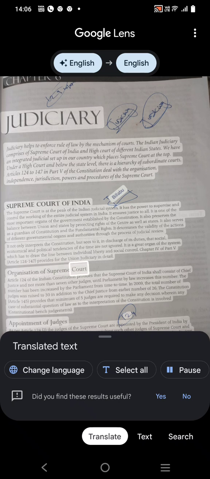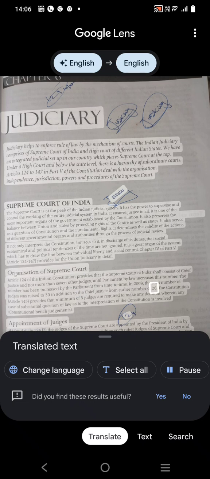Organization of the Supreme Court. Article 124 of the Indian Constitution provides that the Supreme Court of India shall consist of a Chief Justice and not more than 7 other judges, until Parliament by law increases this number. The number has been increased by Parliament from time to time. In 2009, the total number of judges was raised to 30 in addition to the Chief Justice, from the earlier number of 26.